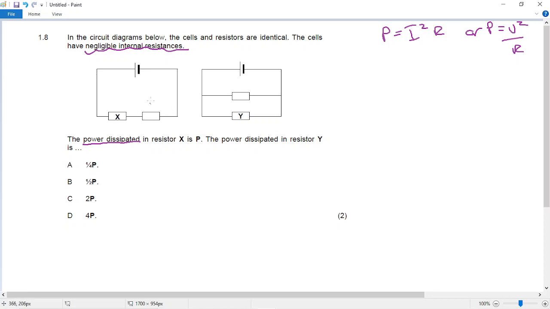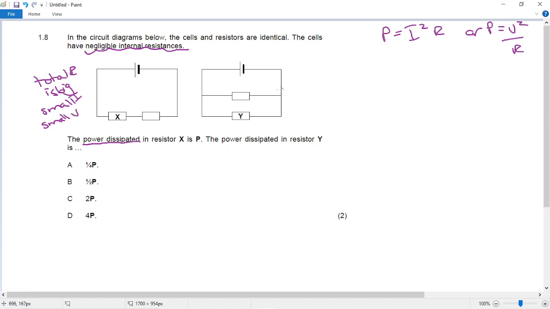In this circuit here, if we've got all identical resistors and cells, the total resistance for this circuit is large, because the resistors are in series and current is inversely proportional to resistance, so this will have a small current. We also know that a series circuit is a potential divider, so this resistor X is also going to have a small voltage across it.